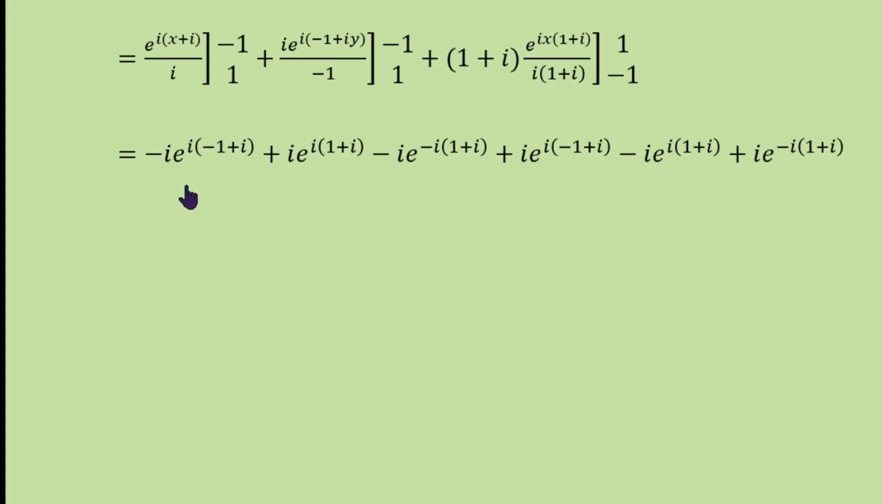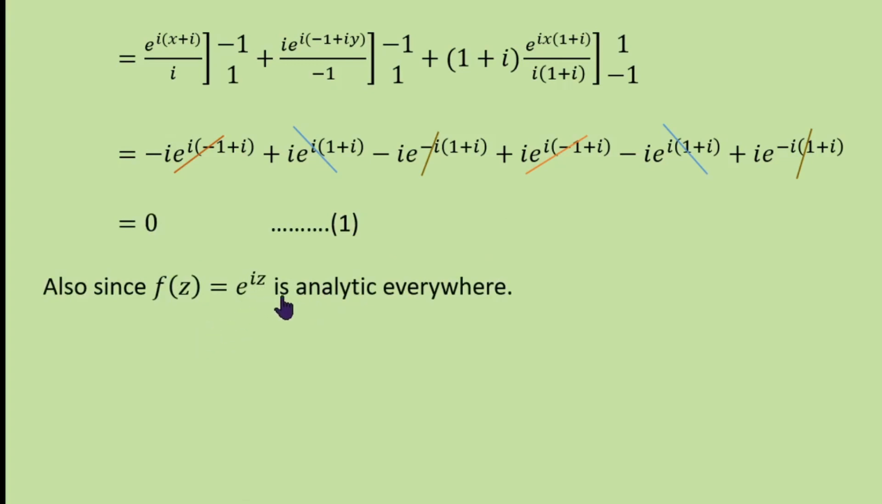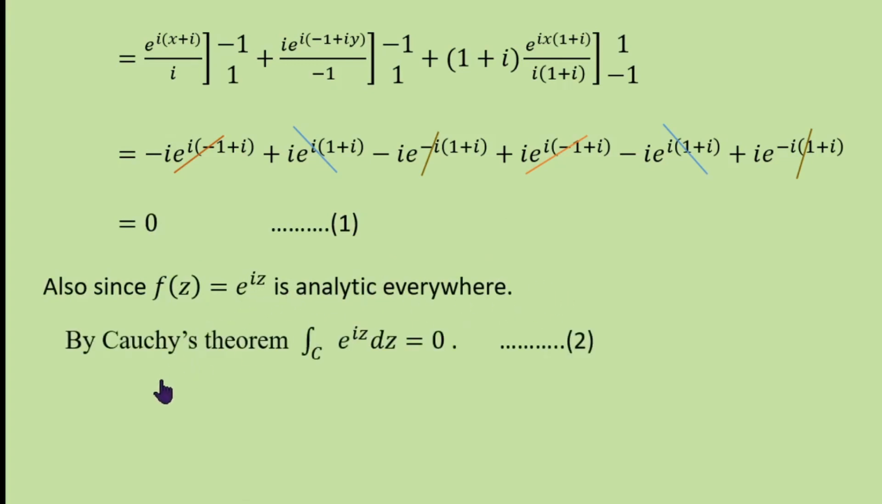Now, observe this carefully. The first one and the fourth one are the same with minus sign. This is minus, here plus sign, so they cancel. The second one and the fifth one are the same with the opposite sign, so they cancel, and the third one and the sixth one are the same with the opposite sign, so it cancels. Therefore, that becomes 0. So this is equation 1. But f of z equal to e power i z is analytic everywhere, and hence in the closed curve C it is also analytic. By Cauchy's theorem it is 0.